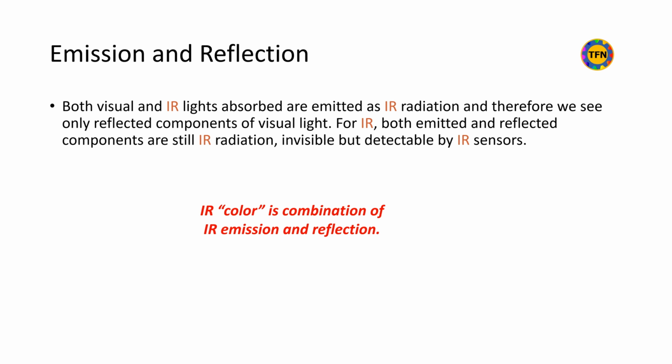Both IR and visual radiation absorbed is emitted as IR radiation. If we assume reflected IR radiation is the color of the object reflecting it, then emitted radiation is also the color of the object emitting it. Actually, reflected and emitted radiation are not distinguishable.